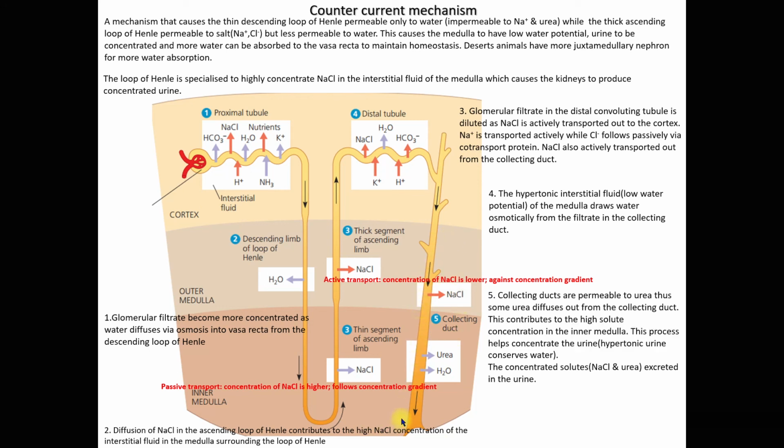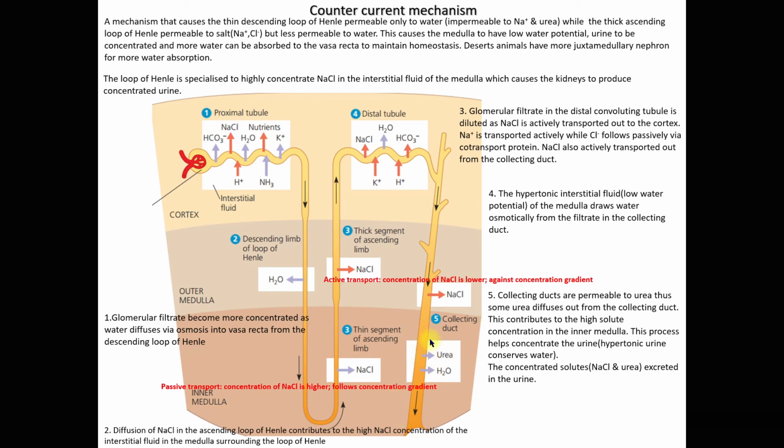Now, this collecting duct is permeable to urea. So some urea will diffuse out from the collecting duct. This contributes to the high solute concentration in the inner medulla. This process helps to concentrate the urine. So hypertonic urine conserves water.